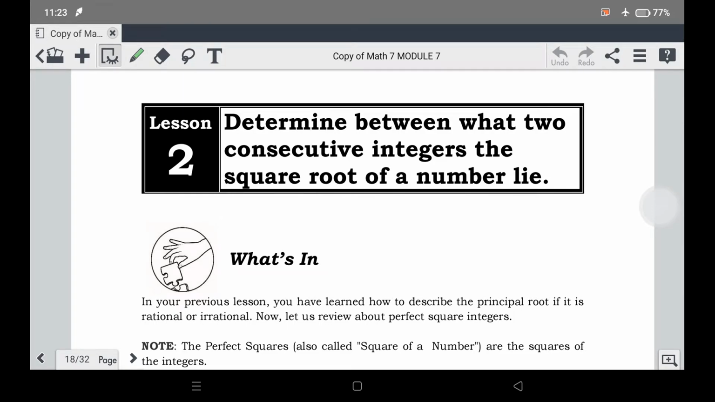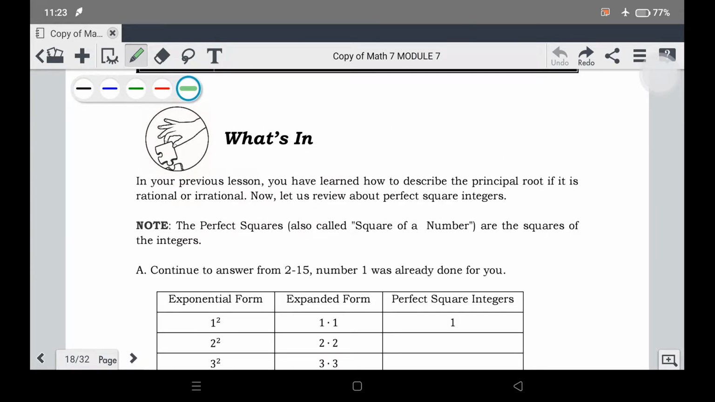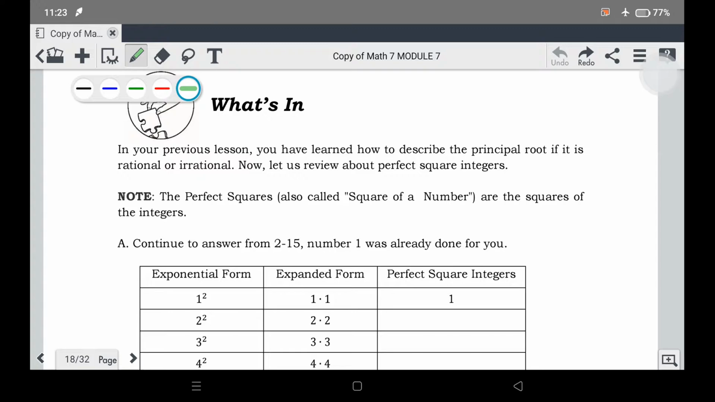We are now in lesson number 2 of module number 7. Determine between what two consecutive integers the square root of a number lies. So in the previous lesson, you have learned how to describe a principal root if it is a rational or irrational number. Now let us review perfect square integers.